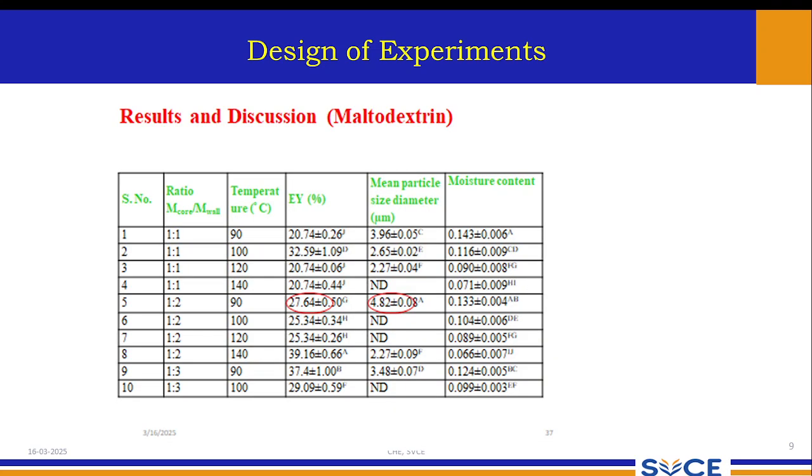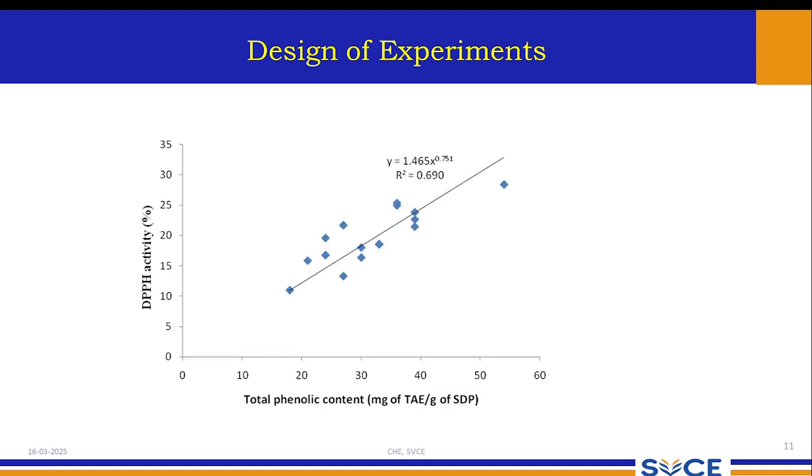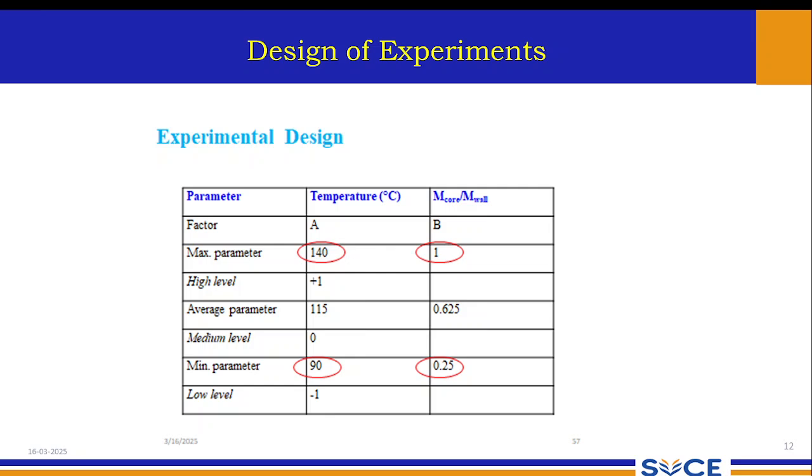Okay, and coming to the maltodextrin 4.82. This is for DPPH, TPC, and total flavonoid for maltodextrin. And in the design of experiments, you see here the DPPH activity and total flavonoid content correlation. The total flavonoid content and DPPH have a correlation with an R square of 0.69. So we were able to find the correlation by using the design of experiments.